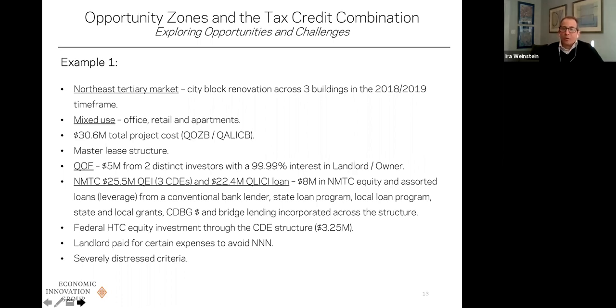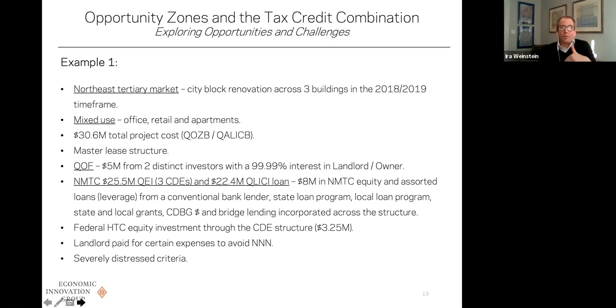This goes to Rachel's earlier point. There was $8 million in equity, but there were a bunch of different loans from both the conventional bank lender, a state loan program, local programs, grants, CDBG money, and all of this, of course, needed some bridge lending just to make it that much more complicated. So there was a lot going on here. The Federal Historic credit did flow through the new market structure, but then came into the asset itself directly.